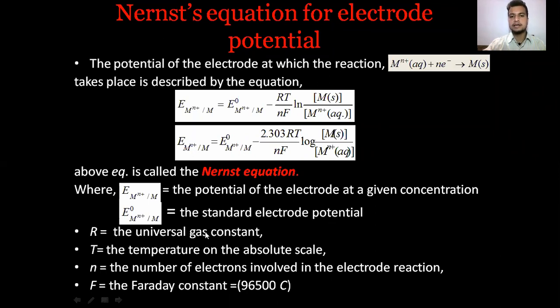R is the universal gas constant. T is the temperature on absolute scale. When we say absolute scale, it means in Kelvin scale. n is the number of electrons involved in the electrode reaction. Now, what is the value of this n? That is nothing but the number of electrons in the reaction, and F is nothing but 1 Faraday, that is 96,500 coulomb. By putting these values, we can easily find the electrode potential.